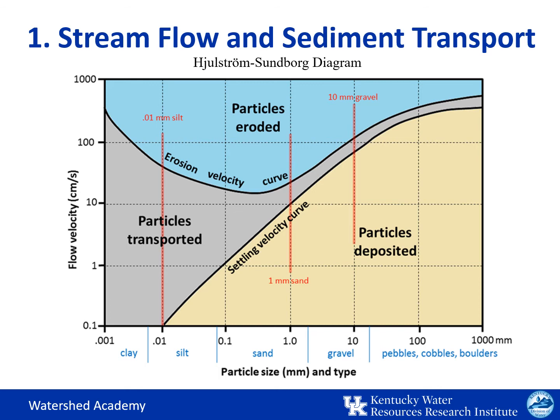So first we can see that this speed is able to transport clay, but it is not able to erode it because clay particles hold tightly onto the banks. If we continue to move across, we can see that it will erode silt and sand and even some gravels. And at the gravel, we can see that it begins not to be able to erode at the higher end of the gravels, around 10 millimeters, but it will transport it. But then it will not be able to transport pebbles, cobbles, or boulders.